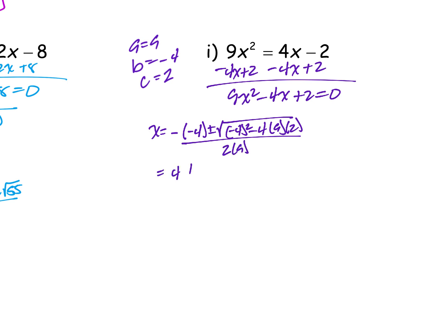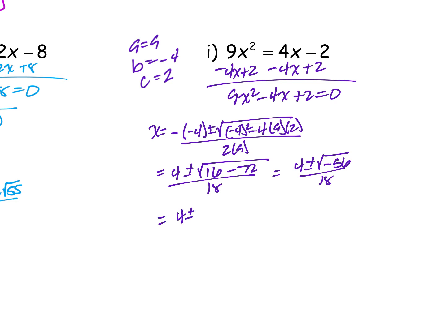So that should be 4 plus or minus the square root of 16 minus 72 all over 18, which should be 4 plus or minus the square root of negative 56 all over 18. And that simplifies to 4 plus or minus 2i square root of 14 all over 9. No, all over 18, sorry. So that's 2 plus or minus I root 14 all over 9. Okay, there we go. All right, questions?